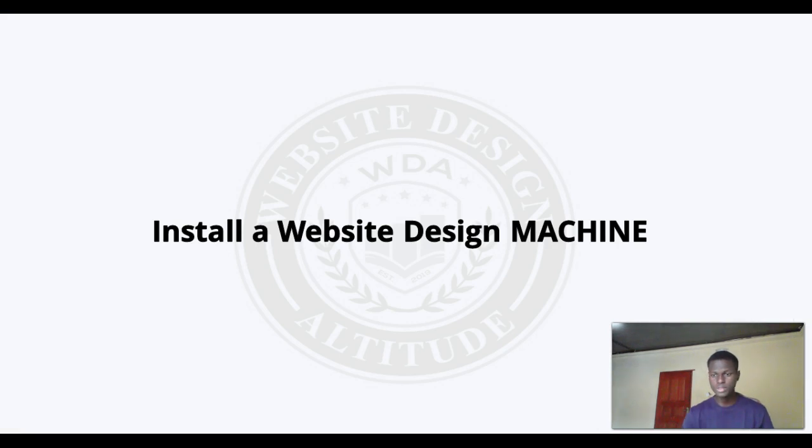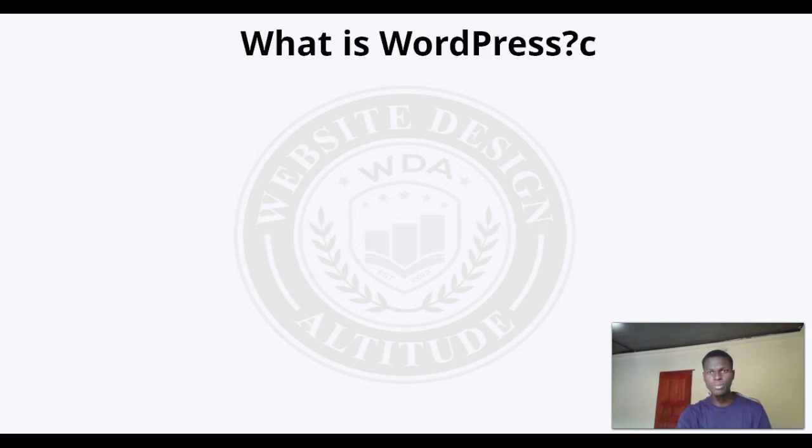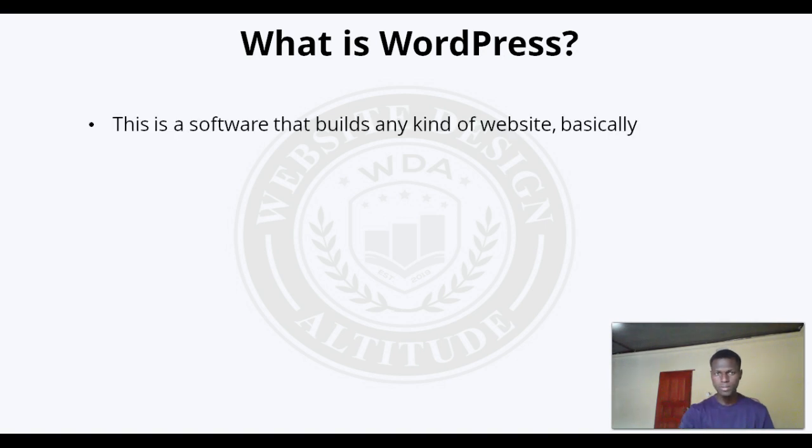So let's move forward. We're going to talk about how we're going to install our website design machine called WordPress. So what is WordPress? This is the software that builds any kind of website. Do you want to build a membership site? Do you want to build a blog? Do you want to build an e-commerce website? Do you want to build a courier website? Whatever kind of website you want to build, you can actually build it using WordPress.